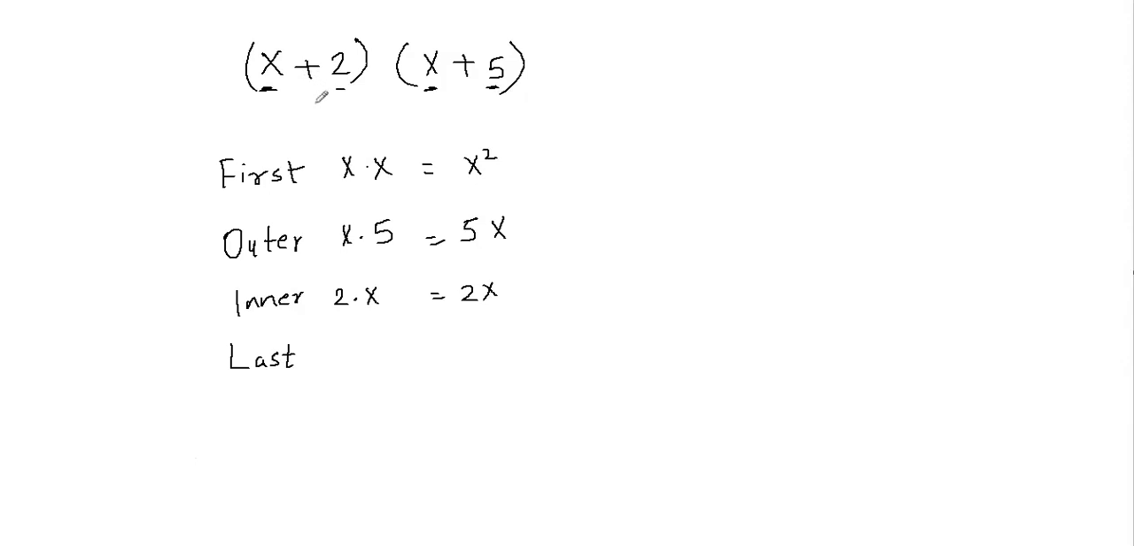And then we're going to identify the last terms of each binomial and then multiply them. So the last term from the first binomial is 2, and the last term from the second binomial is 5. So 2 times 5, that will give us 10.